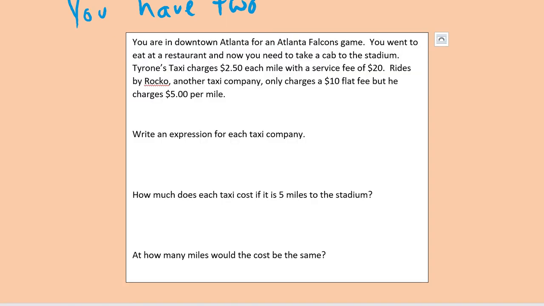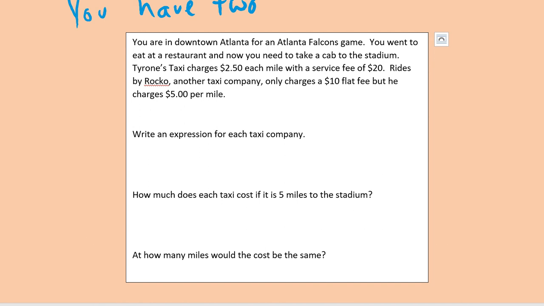Okay, here's your problem. Here's the question. You were in downtown Atlanta for an Atlanta Falcons game. You went out to eat at a restaurant, and now you need to take a cab to the stadium. Tyrone's taxi charges $2.50 each mile with a service fee of $20. Rides by Rocco, the other taxi company, only charges a $10 flat fee, but he charges $5 per mile.